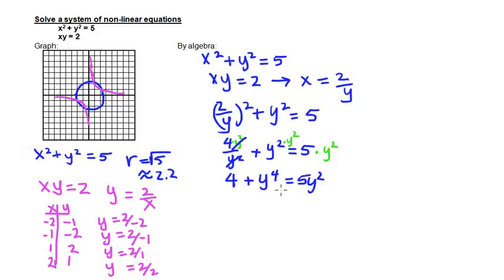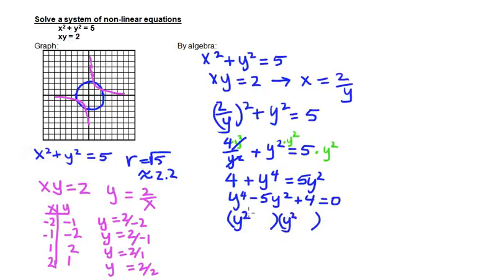And this is a quadratic-like equation. Although it's a fourth power equation, the fourth power is a square of the second power, and then we have a constant. So let's put this in descending order. And we can see now that we have a trinomial which is factorable. So I'm going to factor this and put y squared in the front of each of the binomials.